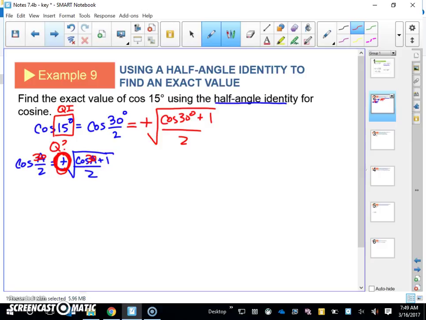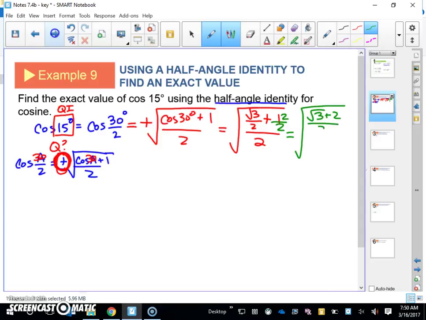We know cosine 30 from our chart. Cosine 30 is square root of 3 over 2. So square root of 3 over 2 plus 1 all over 2. Really complicated looking fraction. And so there are a couple of different tricks you can do. The fastest thing is probably not the easiest thing. So what you should be trained to do at least is we're adding fractions. So get a common denominator and put those together. So we'd have square root of square root of 3 plus 2 all over 2, all this over 2.